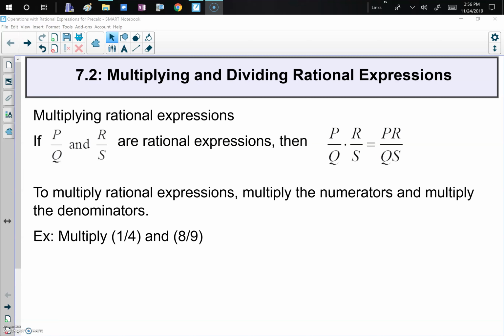So to multiply two rational expressions, as we can see here in the notes, essentially we're going to multiply the numerator parts, in this case they're labeled P and R, together, and then we'll multiply the denominator parts. Here they're labeled Q and S together, and then after that multiplication we can simplify whatever results to write our fraction in lowest terms. So for our first example, we want to multiply 1/4 and 8/9.